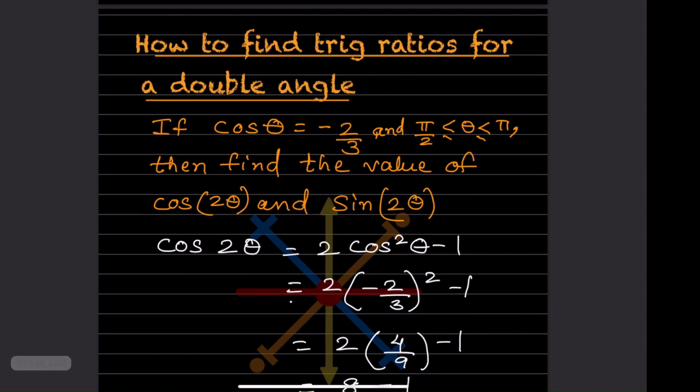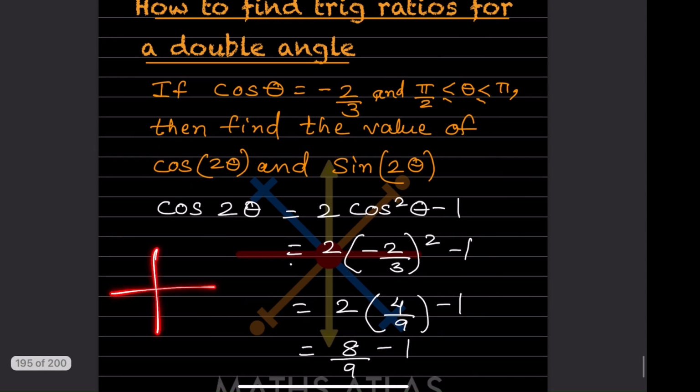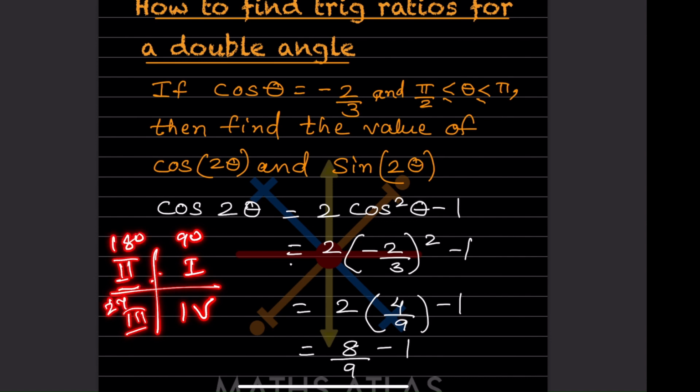If cos theta is minus 2 by 3 and pi by 2 is less than or equal to theta is less than or equal to pi, that means it lies from pi by 2 to pi. Now there are 4 quadrants: this is the first, second, third and fourth. This is only 90 degrees. Here it comes from 90 to 180, then 180 to 270 over here, and this will be 360. So now this lies in the second quadrant.